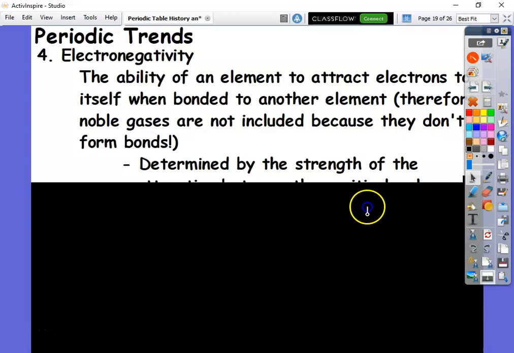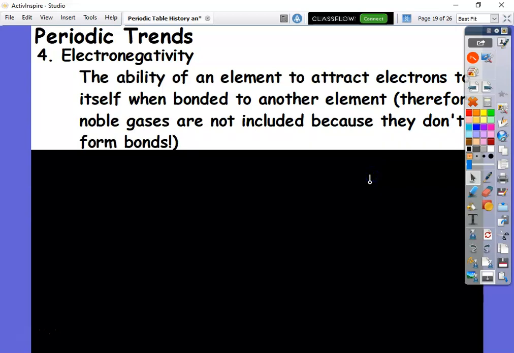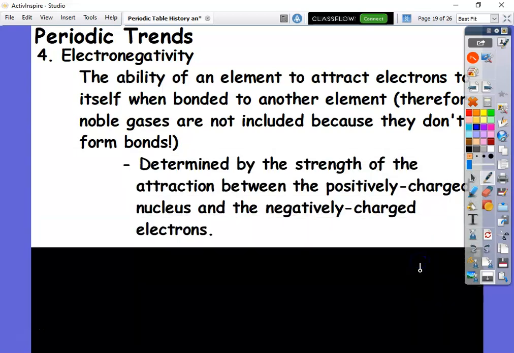Now, similar to the idea of ionization energy is our last periodic trend that we're going to talk about, and this is electronegativity. Electronegativity is defined as the ability of an element to attract electrons to itself when it already is in a bond with another element. So, because of that, noble gases are not included in this trend. Remember, noble gases don't bond, so we aren't going to be referring to their electronegativity values, but all of the other elements are fair game.